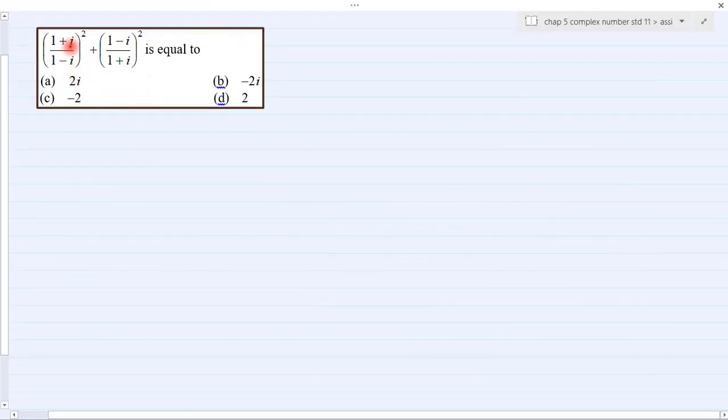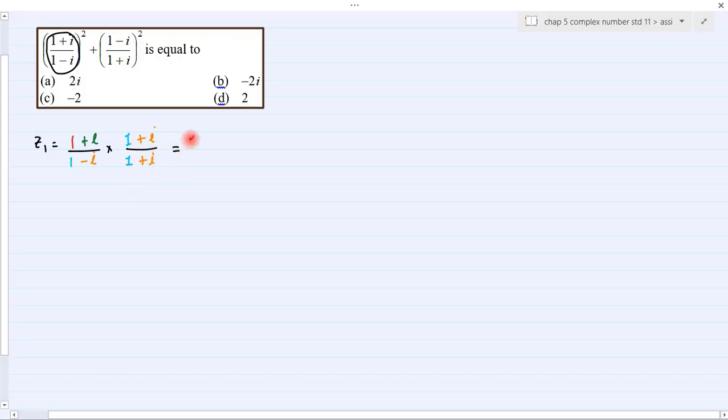In this question, we have to find 1 plus i upon 1 minus i the whole square plus 1 minus i upon 1 plus i the whole square. So 1 by 1, let's simplify. Let's say this 1 plus i upon 1 minus i is z1. Now, to simplify this, we have to multiply and divide by conjugate of the denominator, which is 1 plus i.